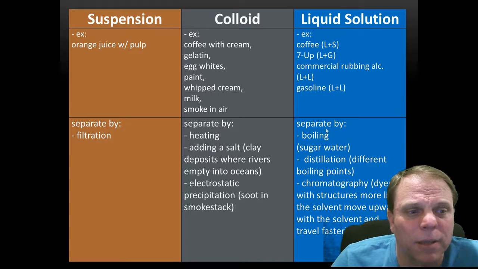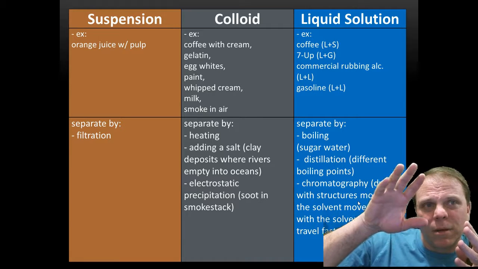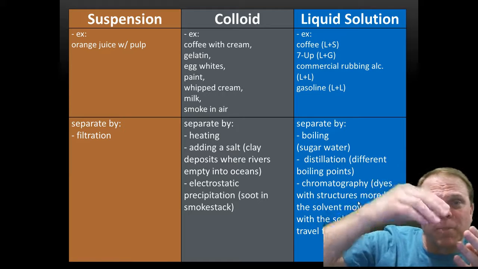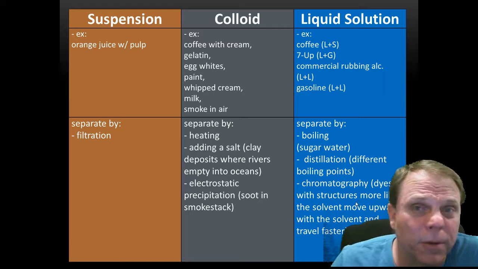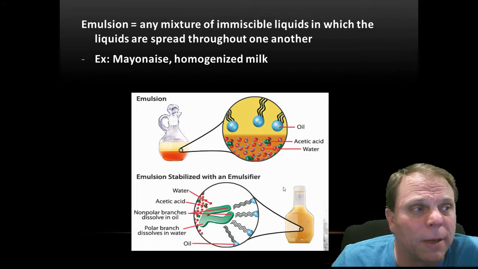And then how do you separate these things? Boiling water, distillation, and chromatography. This is a term that basically describes how you can put certain materials that are liquids at the bottom of some filter paper, and the material will crawl up the filter paper through capillary action and that little attraction there, and it'll actually separate things that way.